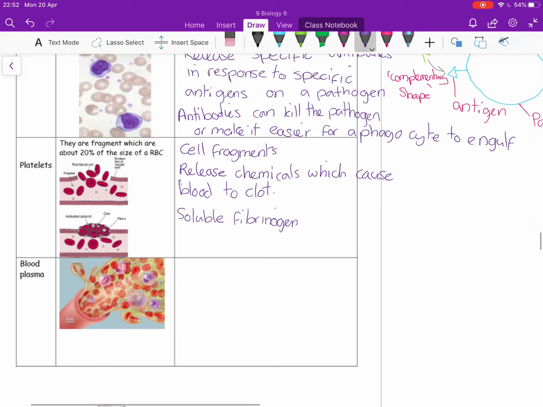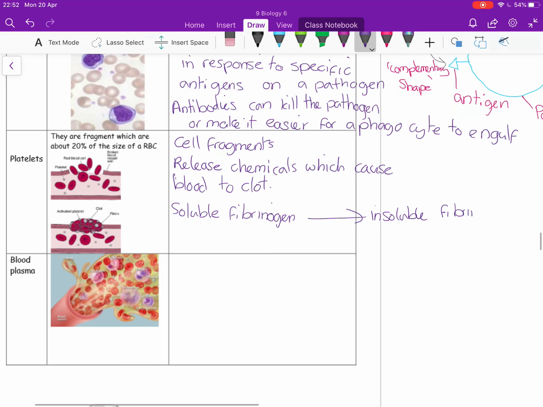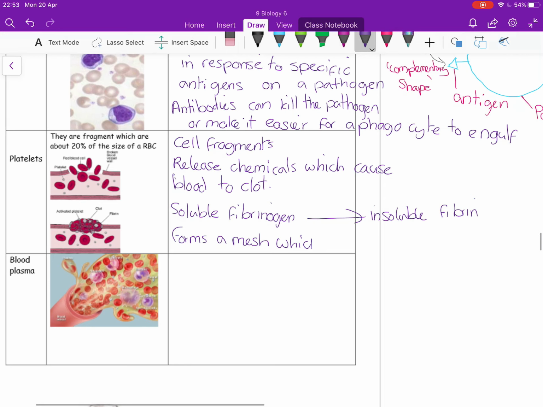And then they cause a soluble protein, which is called fibrinogen. And that fibrinogen would be found in the blood plasma the whole time anyway. It's normally found there. And so that soluble fibrinogen would be converted to insoluble fibrin. And in doing that, it all starts to stick together, and it forms a mesh. And that mesh will start to trap platelets.